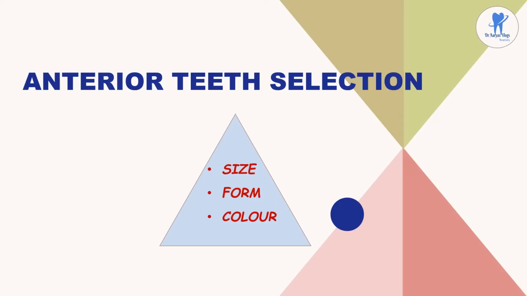Coming to the anterior teeth selection. These anterior teeth play an important role in the aesthetics of a patient, and they are not subjected to heavy occlusal load like the posteriors. Hence, aesthetics is given more importance during anterior teeth selection. These are the factors considered during the selection of anterior teeth: size, form, and color or shade of the teeth.